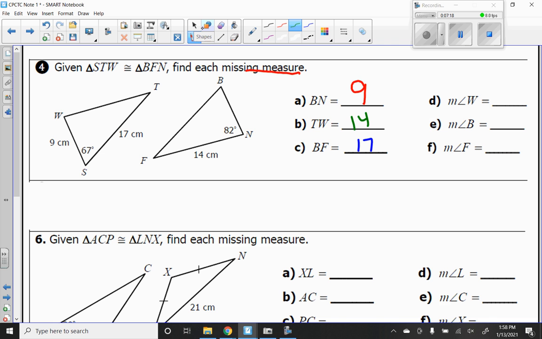Now, before I even get into the questions, I already know this. B and S must be the same. They're both the first letters. So both are 67. F and T are the same, but look at this. F and T are both blank. So I don't know what they are yet.